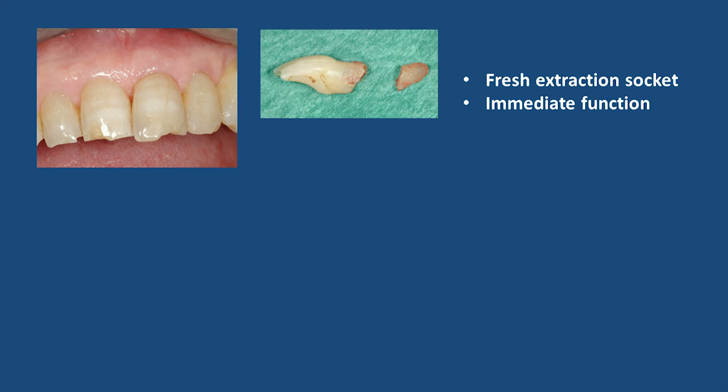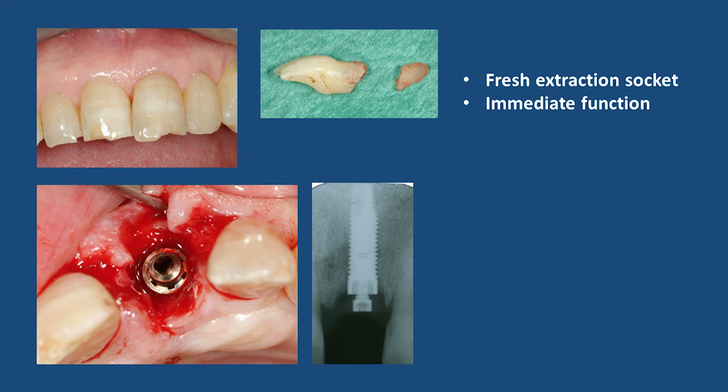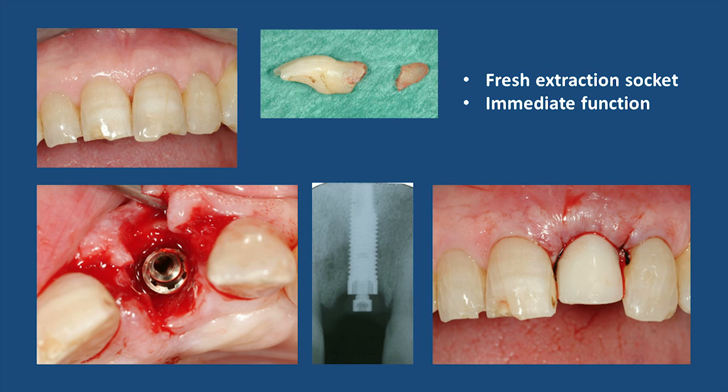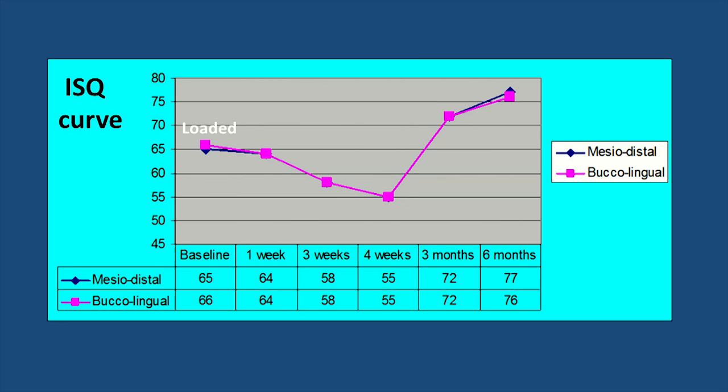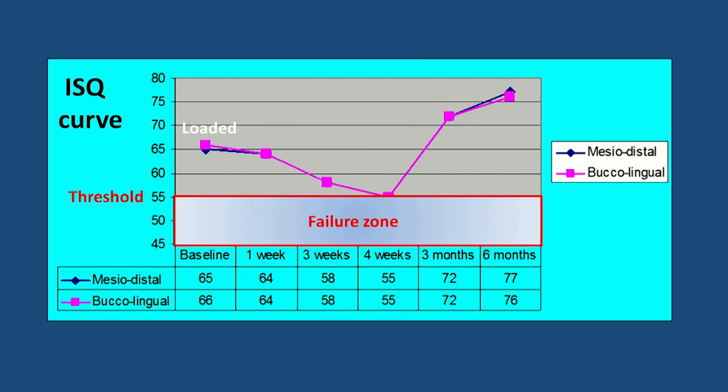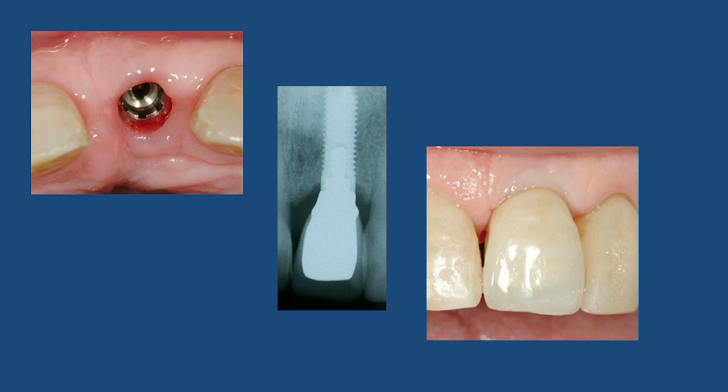Another case in the upper jaw, a central incisor fracture, immediate installation of an implant, a long implant, and a short crown to avoid any possible trauma in occlusion. And in spite of this, the stability tended to decrease continuously up to 4 weeks when the stability reached a sort of threshold and started to enter the failure zone. So I unloaded the implant, waited for an additional 2 months, and when the implant reached a sufficient stability, I reloaded the implant. You can notice that at 6 months, the implant gained more and more stability. And from the soft tissue and hard tissue point of view, the result is very satisfying.